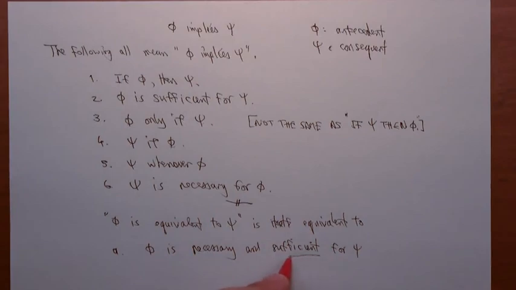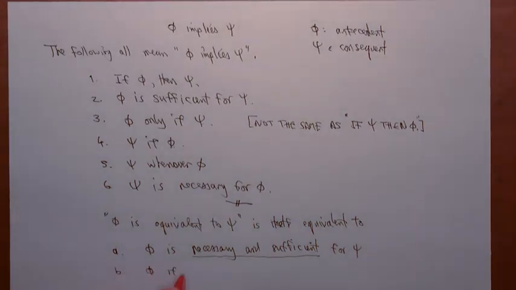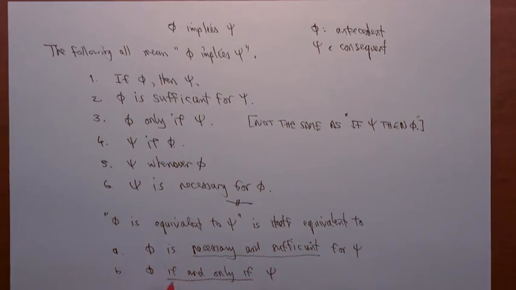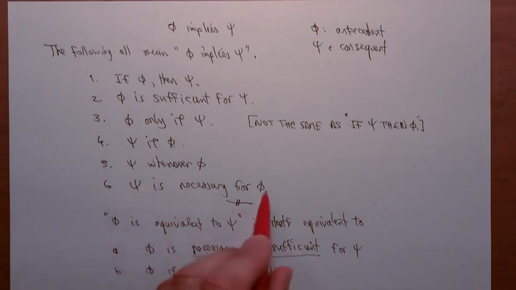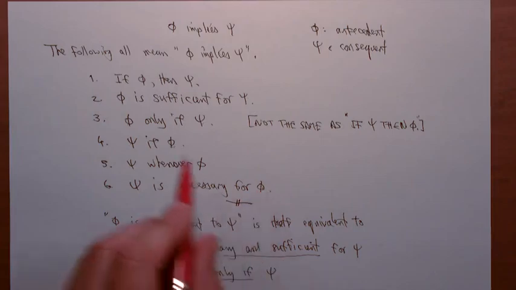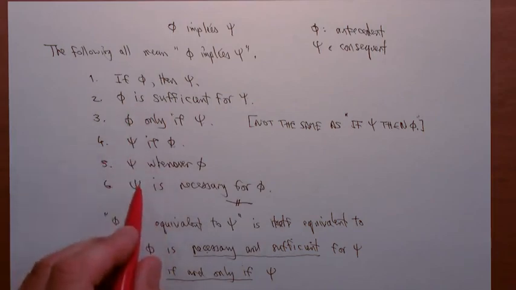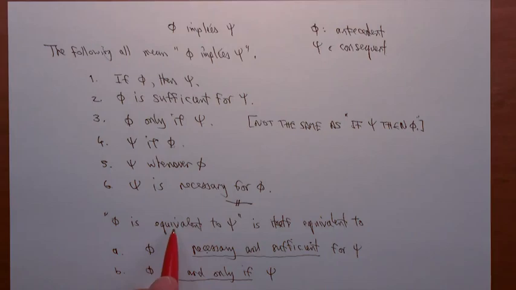This combination, necessary and sufficient, is very common in mathematics. And B, phi, if and only if psi. That's also very common in mathematics, if and only if. Notice that we're combining necessary and sufficient. With necessary, we have psi before phi. With sufficient, we have phi before psi. And that gets us the implication in both directions. And equivalence means implication in both directions.